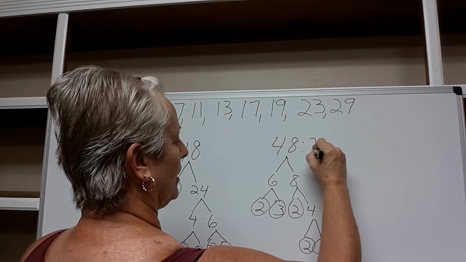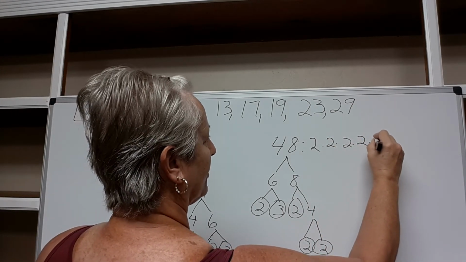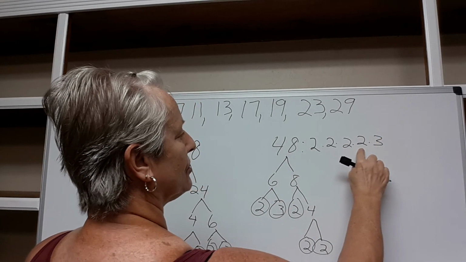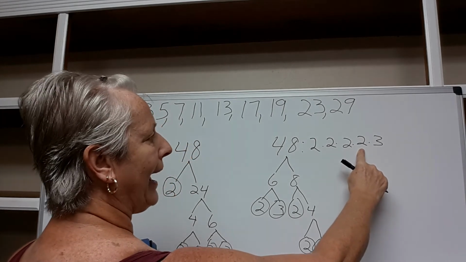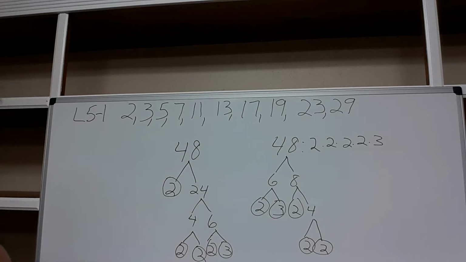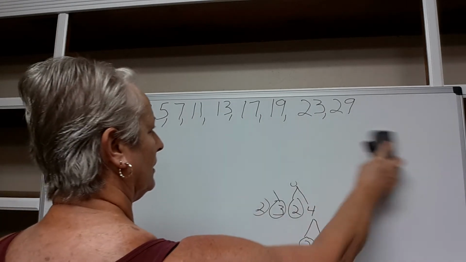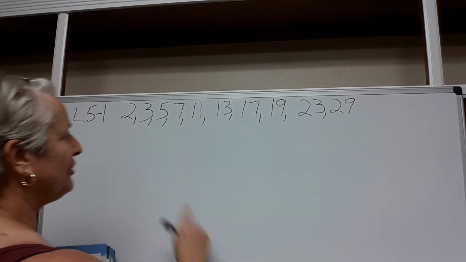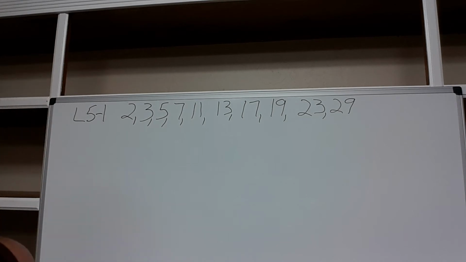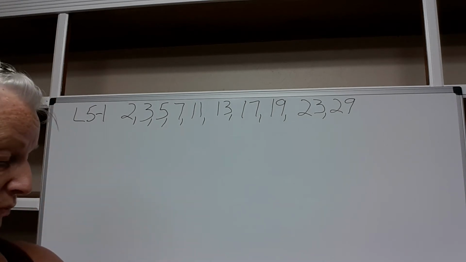Again, we've got 1, 2, 3, 4 2s, and a 3. 3 2s are 6. Again, multiply it back. 12, 24, 48. That's how you do your factoring tree. Okay. If you do not have this written down, write it down now. I'll give you a second to write it down because that's going to help you with your homework.